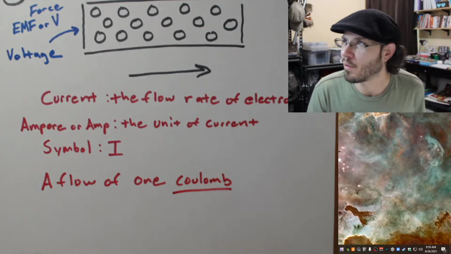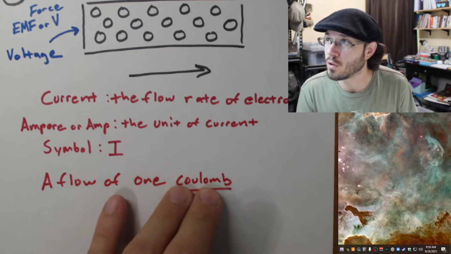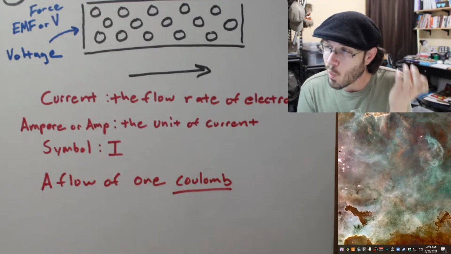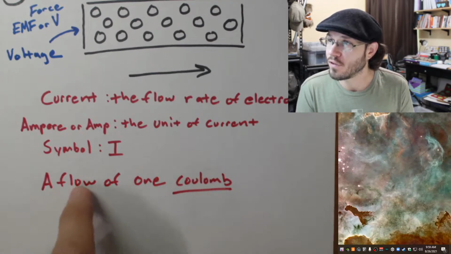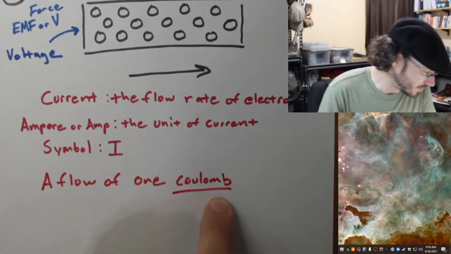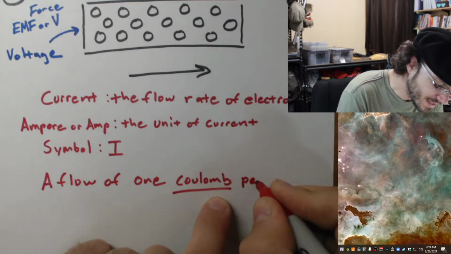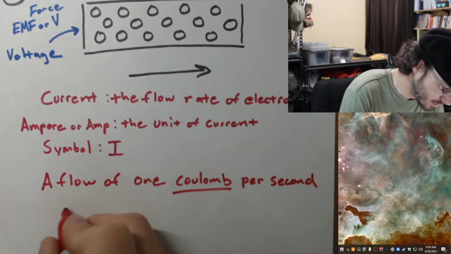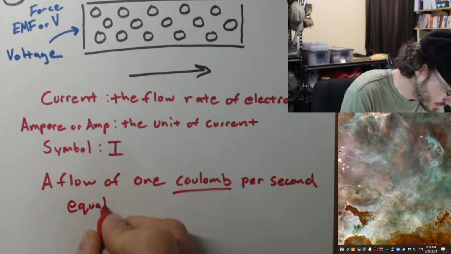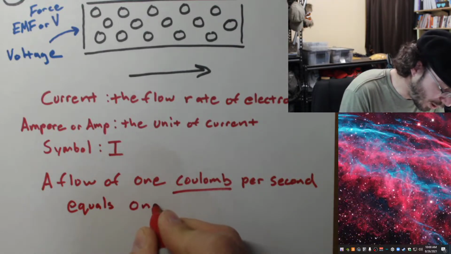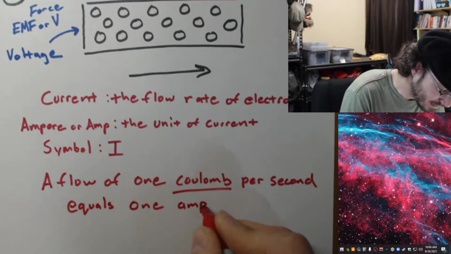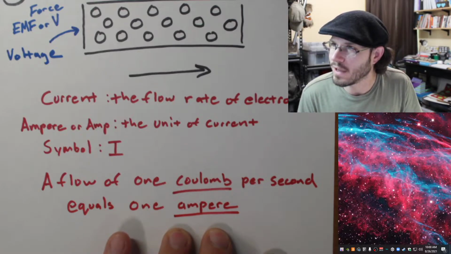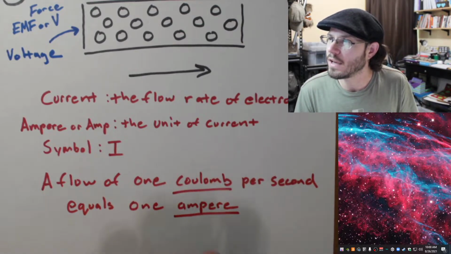That charge is coming back, right? Makes sense because a coulomb is equal to a finite number of electrons, 6.25 times 10 to the 18, right? A quantity of electrons. A flow of 1 coulomb per second equals 1 ampere or 1 amp. Okay, so a flow of 1 coulomb per second equals 1 amp.